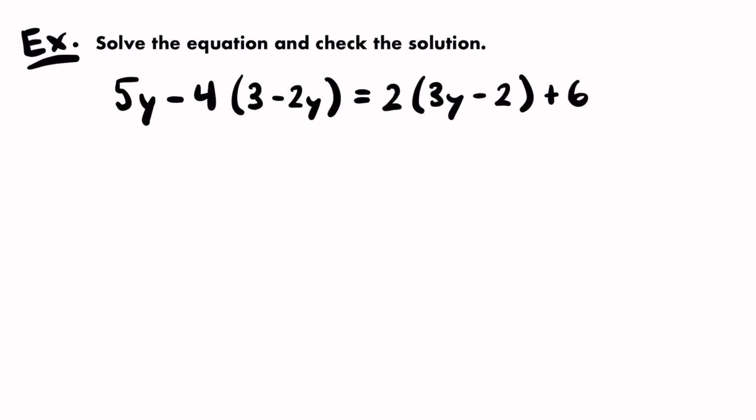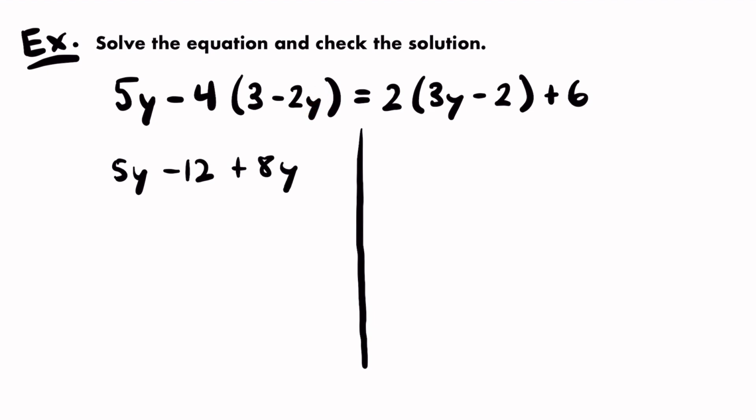All right, so let's do that here. I am going to draw a divider below the equal sign, but then on this side, we're still going to have 5y, but then we're going to distribute -4 through this quantity. So we'll have -4 times 3, which is -12, and then that will be added to -4 times -2y. If we multiply the constants, -4 times -2 is +8, and then you keep that same variable part, so you'll get plus 8y. And so that's what we get on this side of the equation.